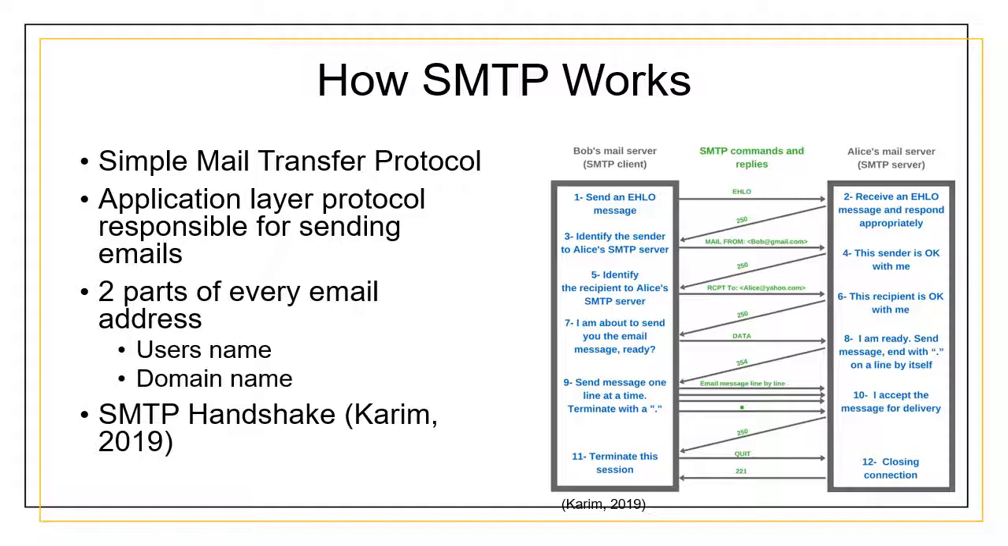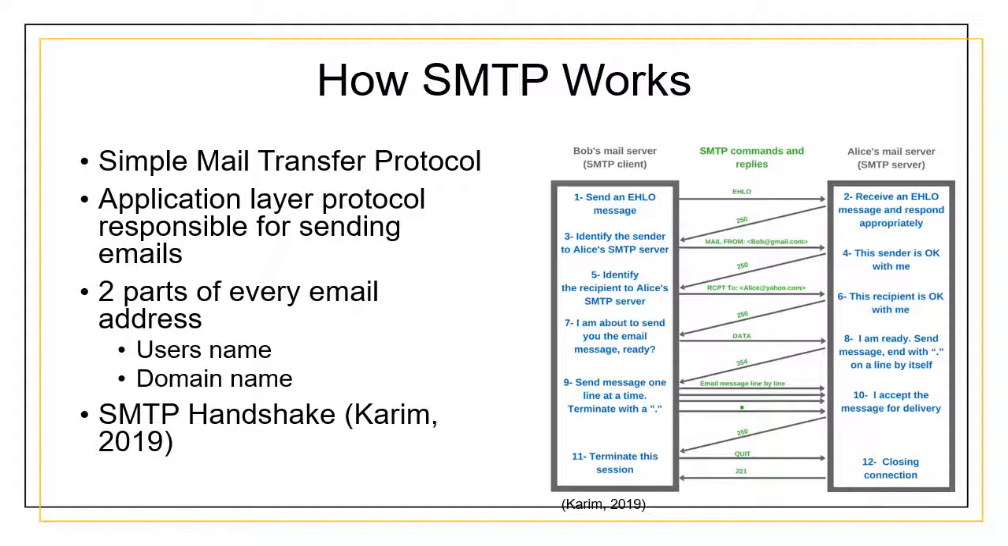The domain name tells the sender's mail server what server it should send the message to, and the user tells the recipient server who this message needs to be delivered to, so it can store it for that person to download using POP3 as we previously discussed. The simple mail transfer protocol has a handshake that is used when it connects to send an email. This is shown in the diagram to the right.